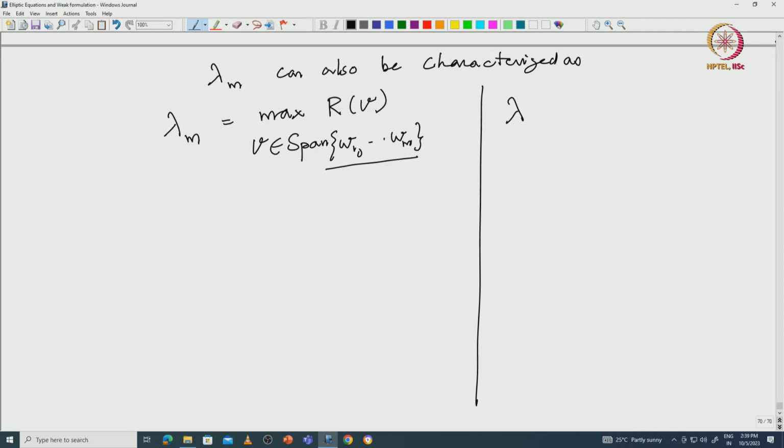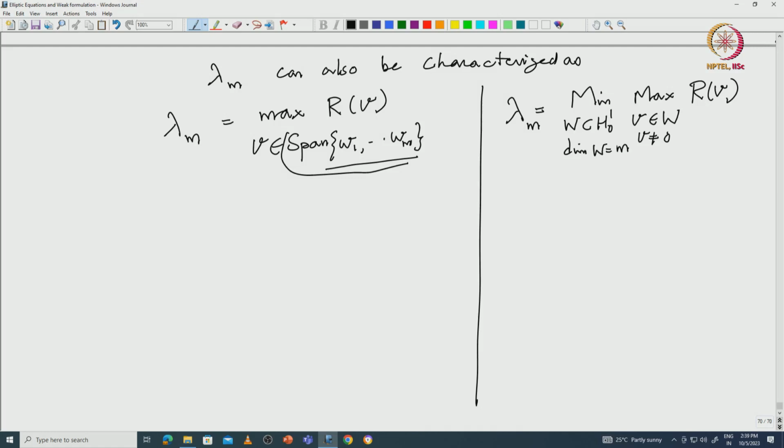So, what you can do is take any subspace of dimension m and then maximize, and then it is achieved at this specific subspace of W1 etc. Wm, and then you minimize over all possible W in H1 naught with the dimension of W equal to m. Okay. So, you can have both these characterizations.